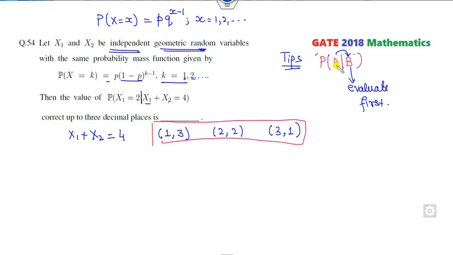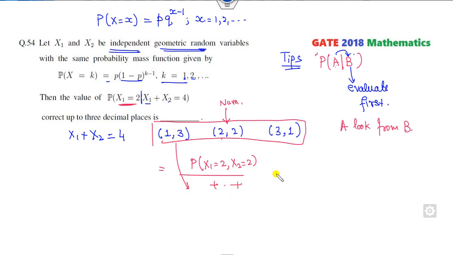Now look at A given B. What is A? X1 is equal to 2. So this is my numerator. What is the right answer? That is the probability that X1 is equal to 2, X2 is equal to 2, divided by the total of the first, second and third answers. That's a simple way.